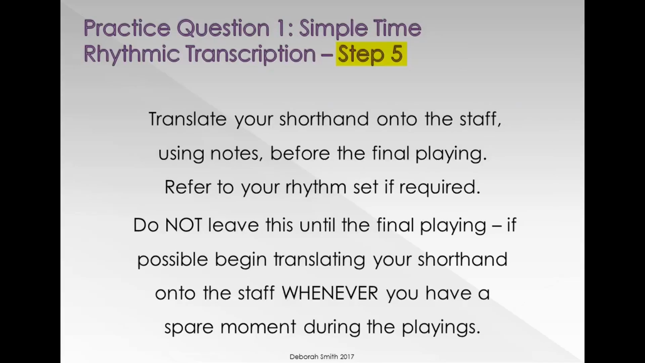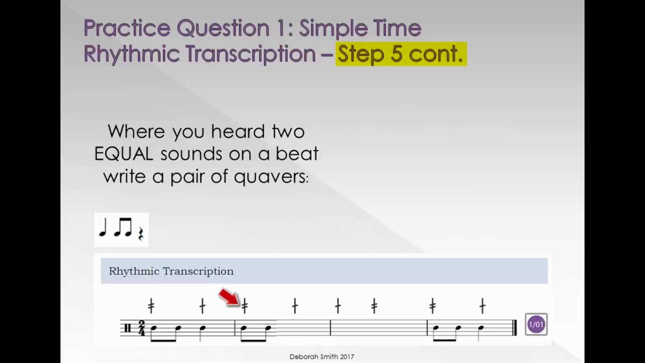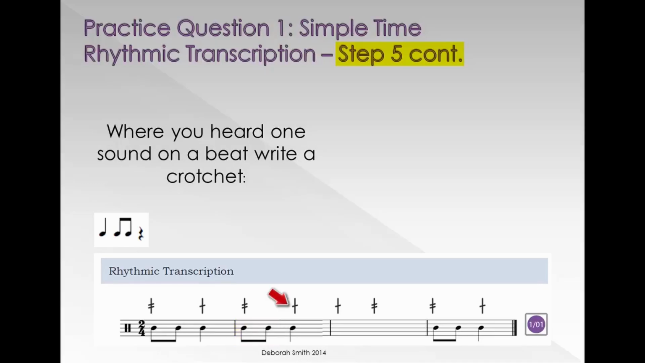Translate your shorthand onto the staff using notes before the final playing. Refer to your rhythm set. Where you have written 2 sounds on a beat, you will write quavers. Where you have written 1 sound on a beat, you will write a crotchet.